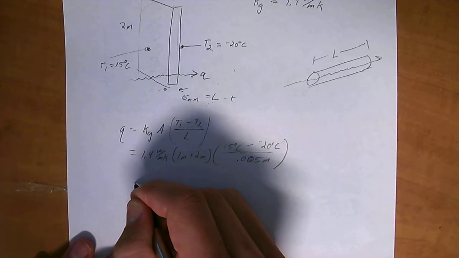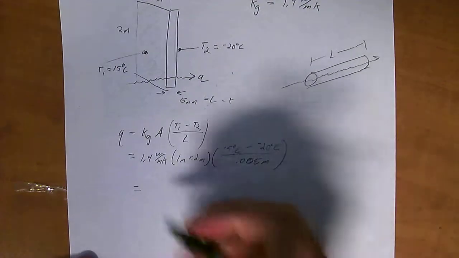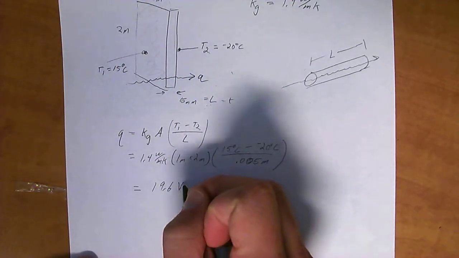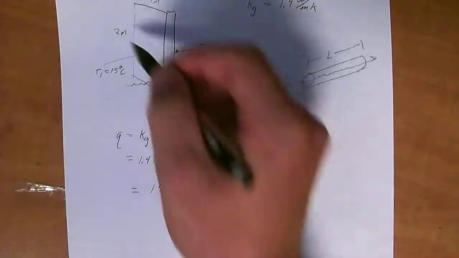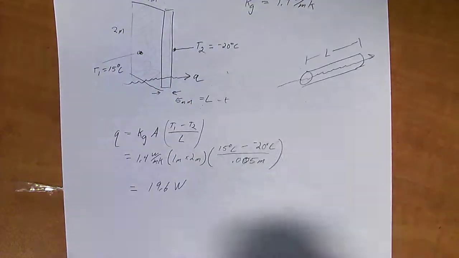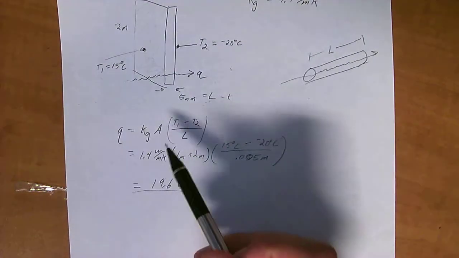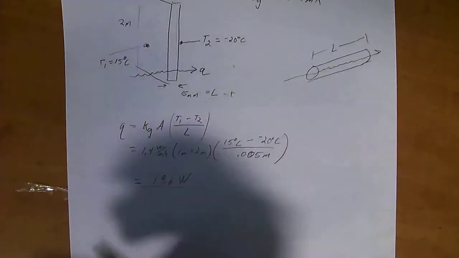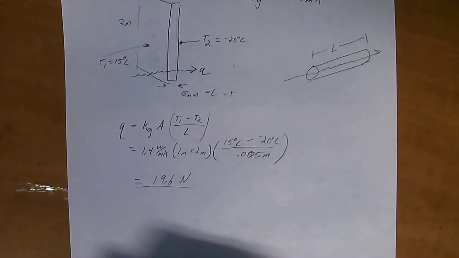So going ahead and doing that math, you're going to end up with 19.6 watts moving through this area of window. And that's all you do. You just take the numbers that you've got in the equation and you plug them into the equation, and that's all you got.